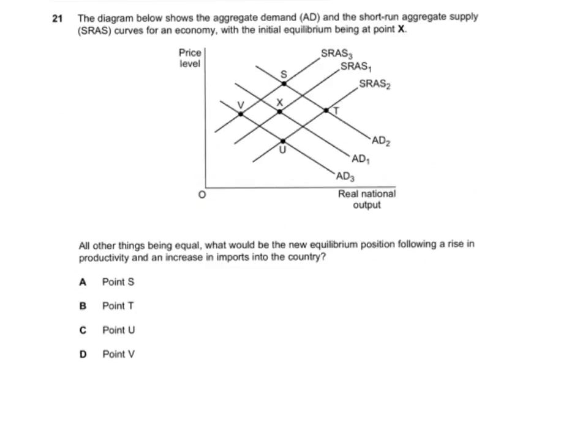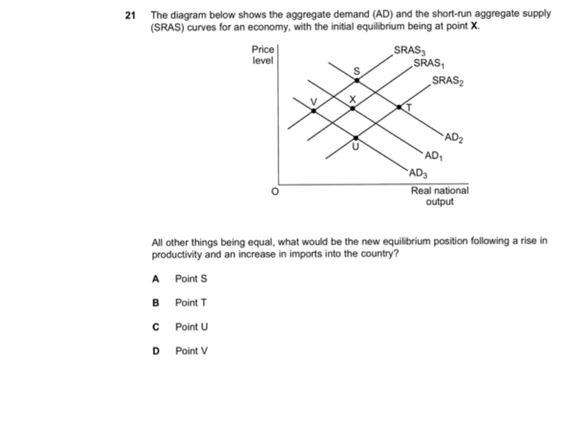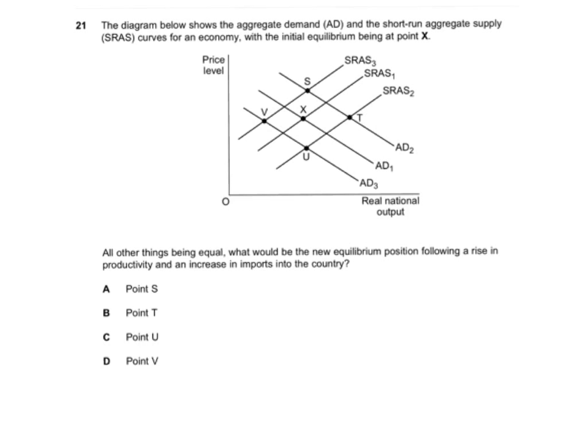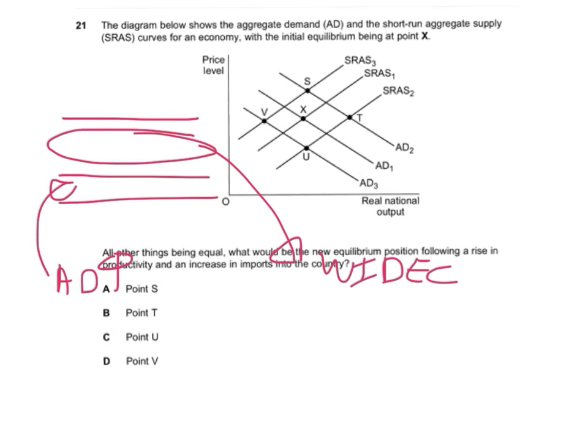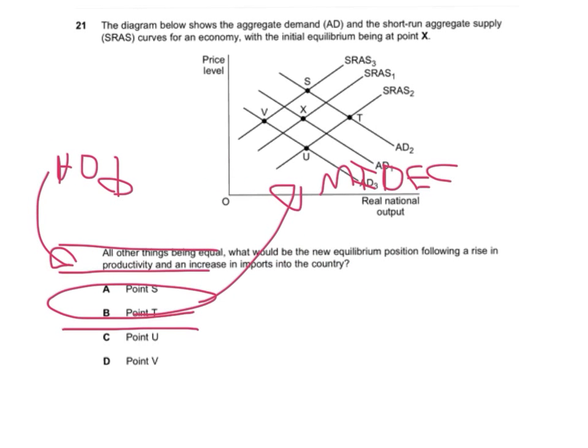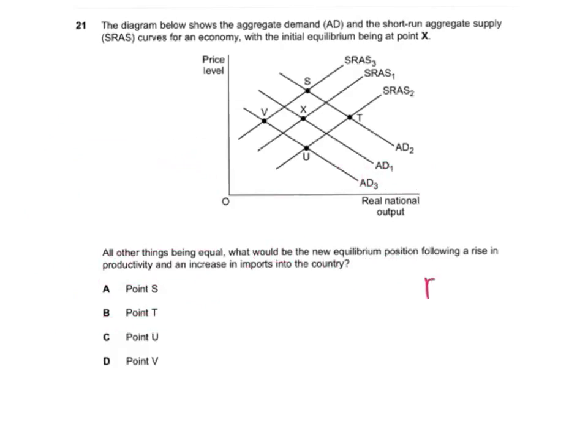This is one which looks really scary, but it's actually really easy. So we've got a rise in productivity, and an increase in imports into a country. So a rise in productivity would affect a firm's SRAS. If a firm's more productive, their cost of production would go down. So SRAS would be going to the right. So it started off, where did it start? It started off at X, and we know now the line's gone to this point, it's gone this way.